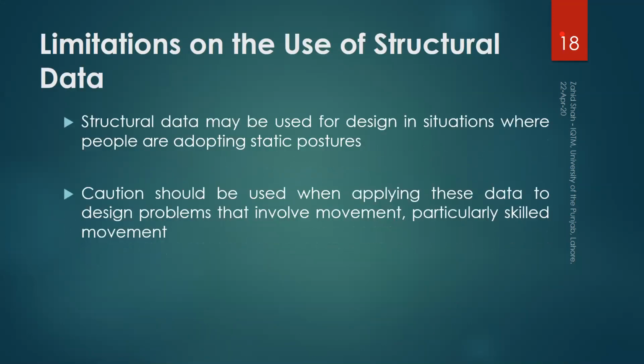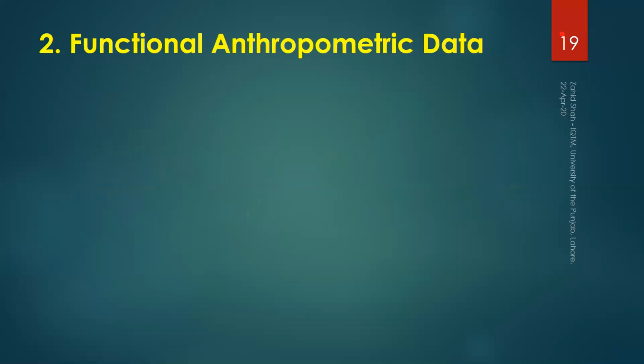So, limitation on the use of structural data, the first type of data. This type of data can be used in situations where people are adopting static postures. Caution should be used when applying these data to design problems that involve movement. This data is very useful when you require products where the user will be in a static posture for the most part. But if there is movement involved and movement is a very important part of the activity, then you need a different type of data as well, and that is functional anthropometric data.